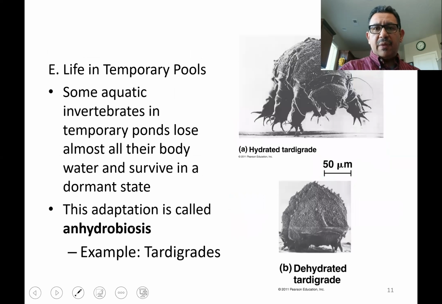There are some animals that are not going to have the luxury of any form of water during parts of the year. For example, this animal you saw before in lab, you remember the cute little water bears? It's a tardigrade.